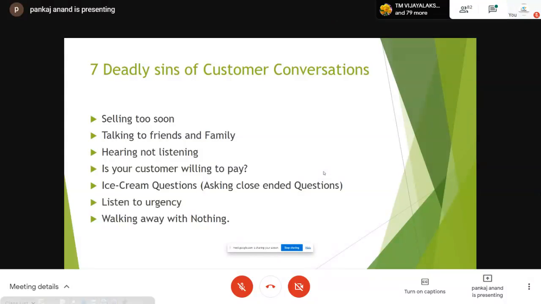Then the next deadly sin could be talking to your friends and family. What happens is, once we have an idea, we talk to our friends and family. Generally, our friends and family are too biased towards us.